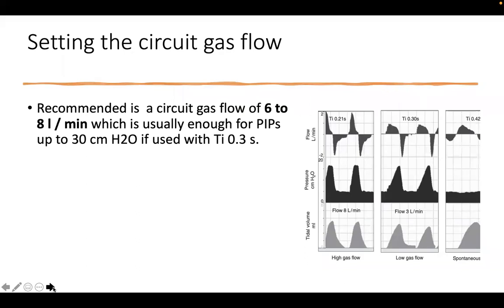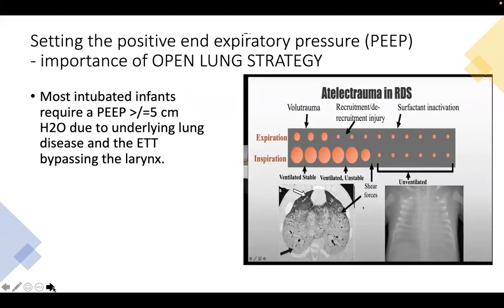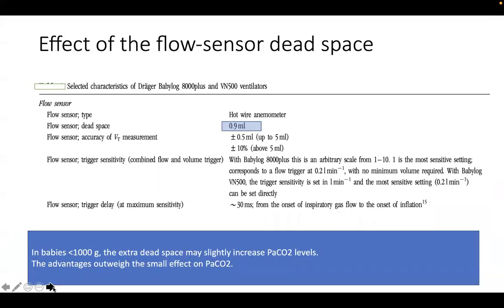Recommended flow is around 6 to 8 liters per minute, which is sufficient for PIP up to 30 centimeter water. And we should also ensure that we provide adequate PEEP, so there is no atelectrauma in many patients like with RDS. We should set it at either more than or equal to 5.